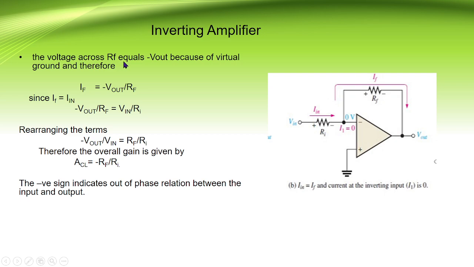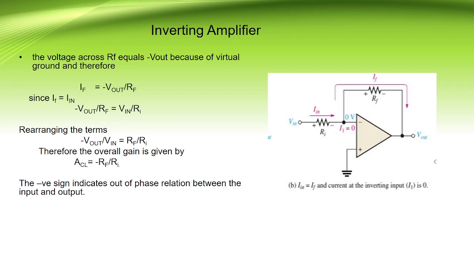The voltage across the feedback resistance will be equal to minus Vout because of the virtual ground, and hence we can equate the feedback current If as minus Vout divided by Rf. Since If is equal to the input current Ii, we shall have the equation as minus Vout divided by Rf equal to Vin divided by Ri. Rearranging these terms, we'll be able to see Vout by Vin will be equal to minus Rf by Ri.